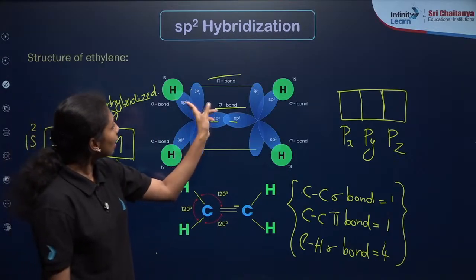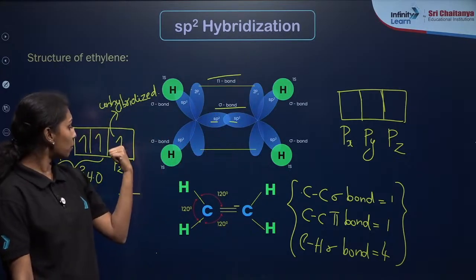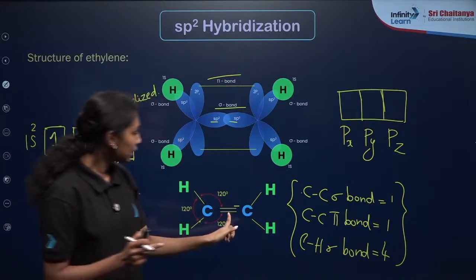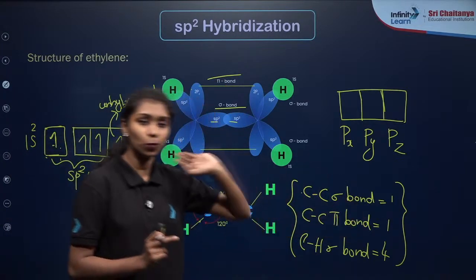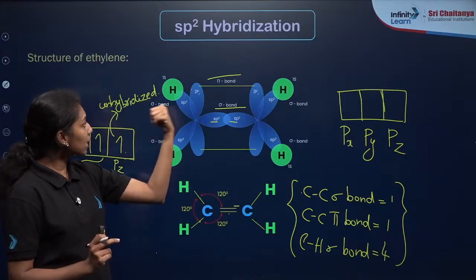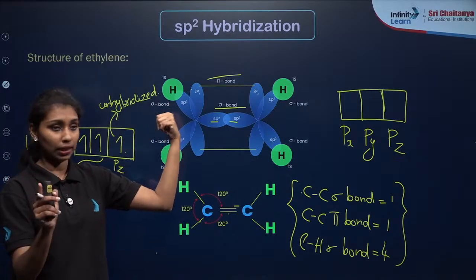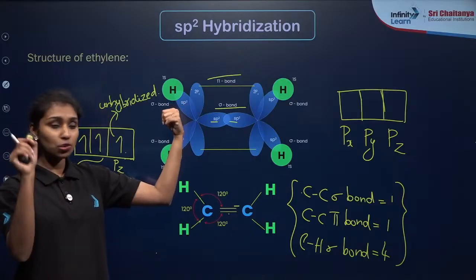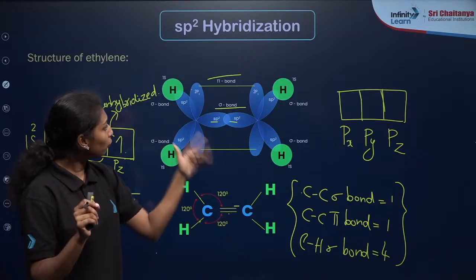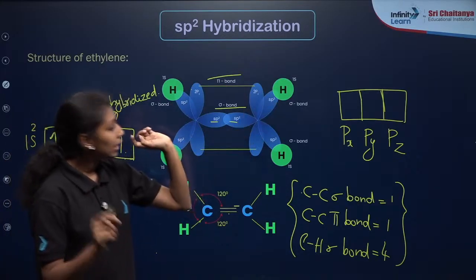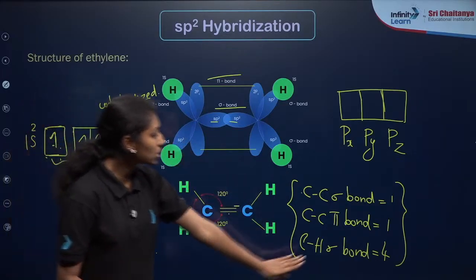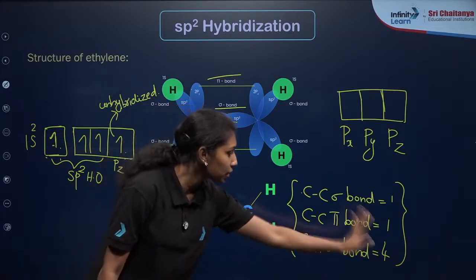Then there will be an unhybridized orbital, that is pz. It can overlap to form a pi bond. So that is represented by the CC pi bond is equal to 1. Clear? Then what about the next? Hydrogen has the 1s orbital, so it can form a sigma bond with the sp2 of the carbon, right? So they will form 1, 2, 3, 4. In the case of the C2H4 molecule, there will be four hydrogen atoms, so it will form four sigma bonds with the carbon. So CH sigma bond is equal to 4.